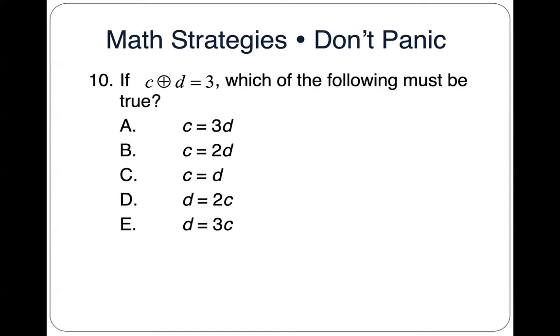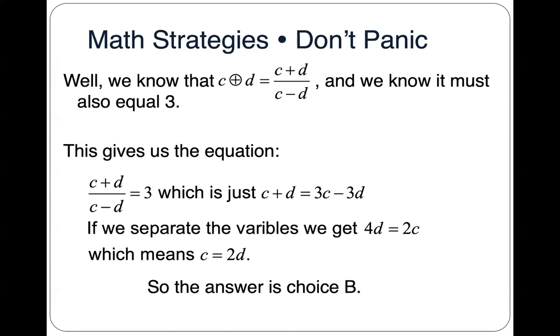And then it says if C funny symbol D equals 3, which of the following must be true? And we're given some choices. Well, we know that C funny symbol D equals C plus D over C minus D. And we know it must equal 3. So this gives us an equation. C plus D over C minus D equals 3, which if you cross multiply, it's just equal to C plus D equals 3C minus 3D.